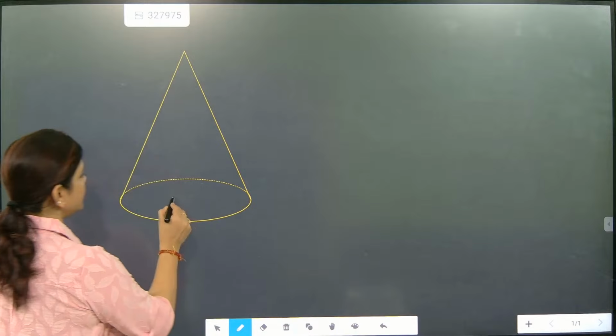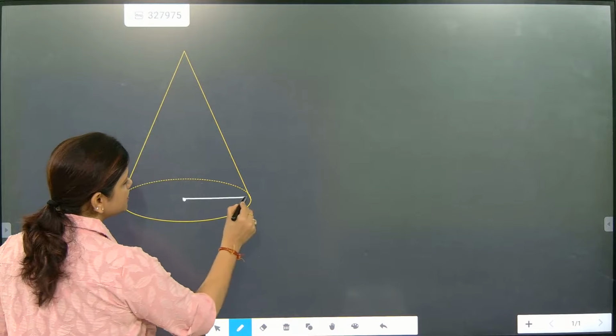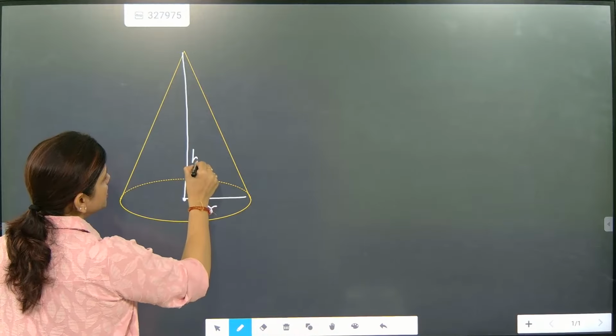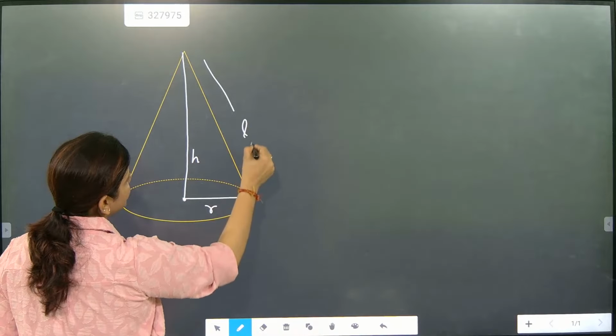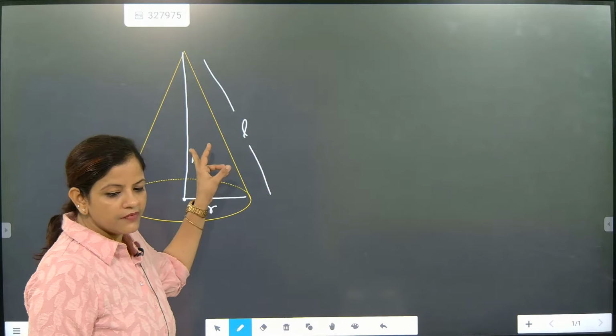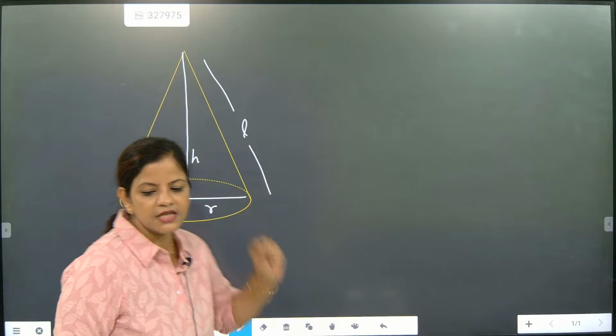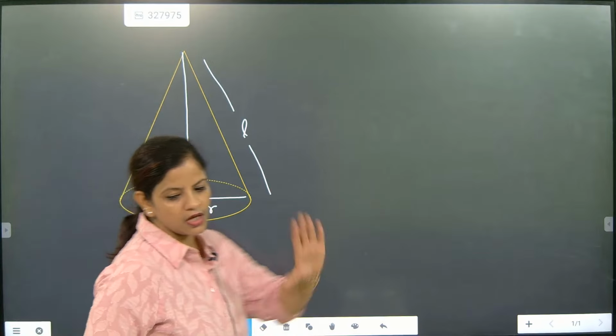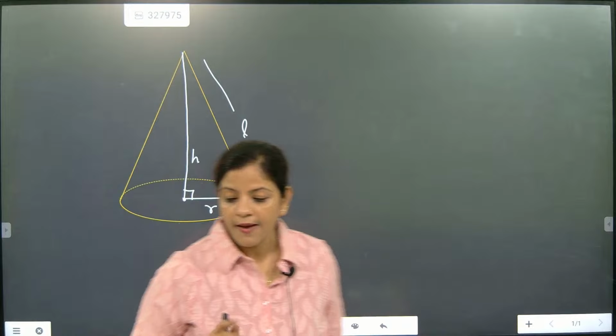In the cone, this will become the center, this part will become the radius, this part will become the height, and this part will become the slant height. So this is height, this is radius, and this is slant height. This part is always perpendicular. The distance part will always be perpendicular.